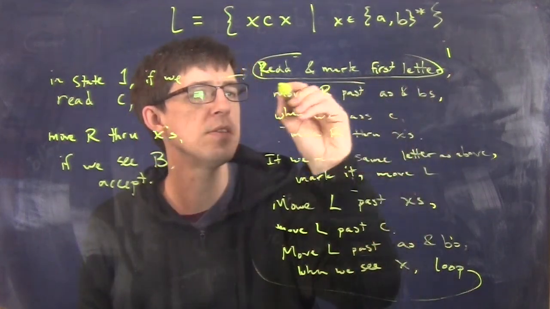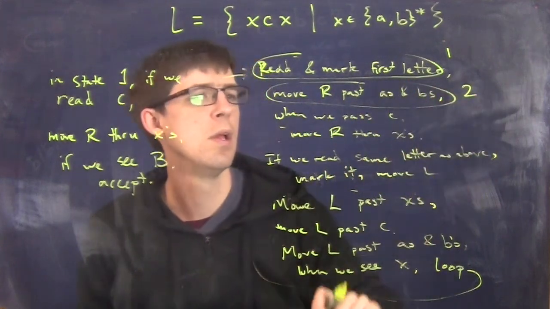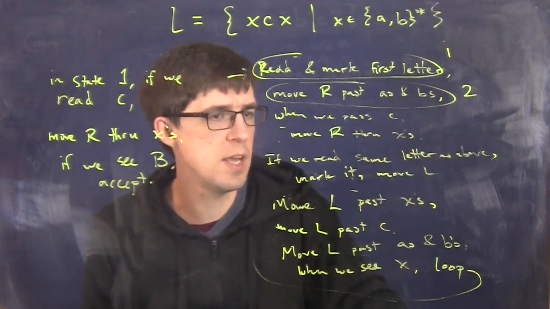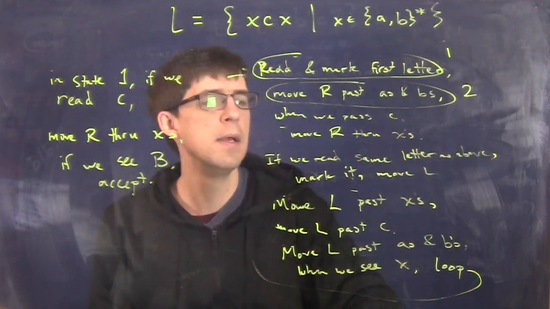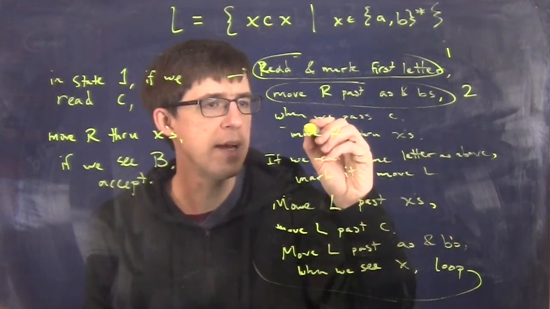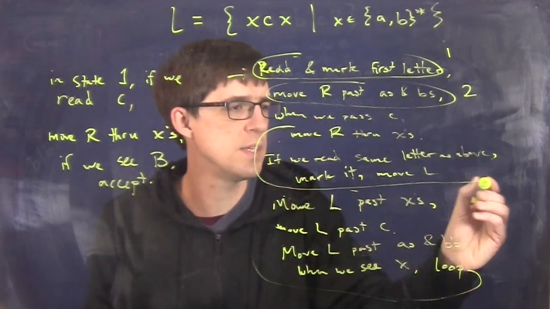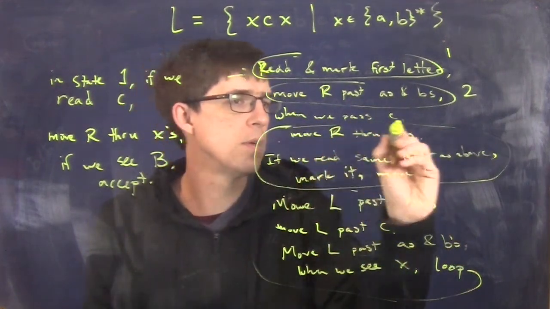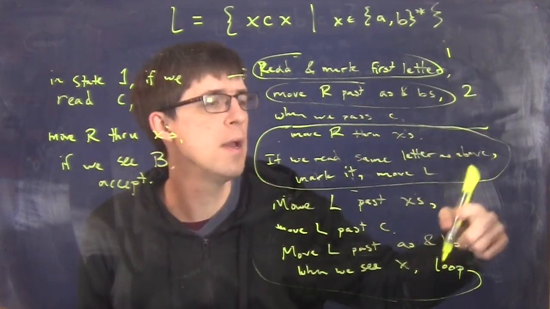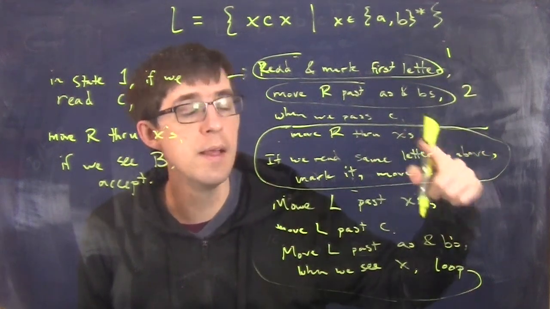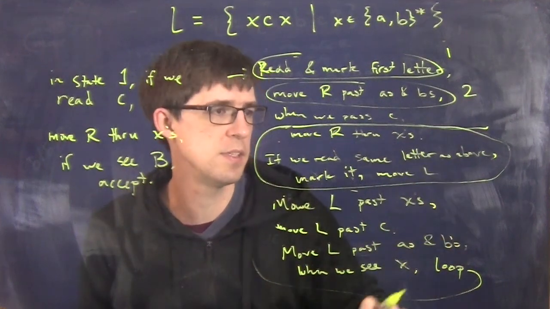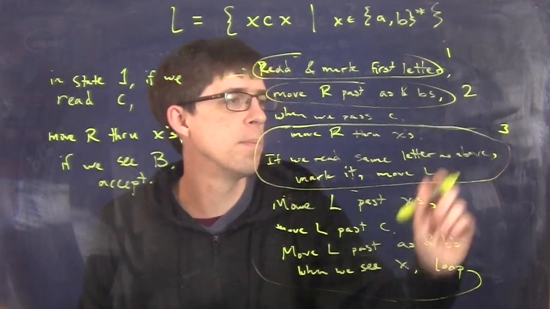So I'm going to say this is going to be state 2. We're moving to the right past A's and B's. And then when you see a C, you shift into this state, which is moving to the right through X's. And then if we read the same letter that we did in the first step, we mark it and move to the left. So actually all of this can go in one state. That's because this state has this as a repeated step. When you see X's, you do this thing over and over again. But if you read this one letter again, then that will just mark it and then move a single step to the left, and then go into the next state. So I'm going to call that state 3.